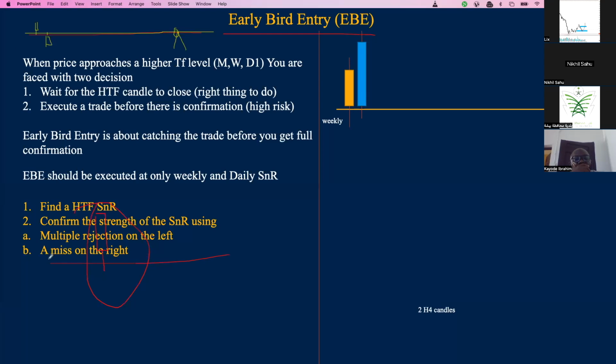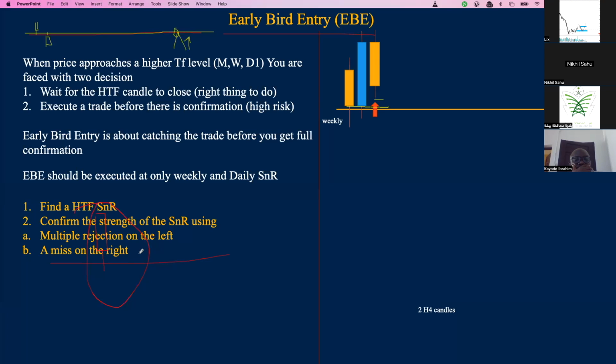And the second one is a miss. That means there's a wick that comes close to the SNR but does not touch it. So look at this example, this is a miss. The candle came close to the SNR, but does not touch it. It didn't touch it, so this is a miss. So the SNR should have a miss.